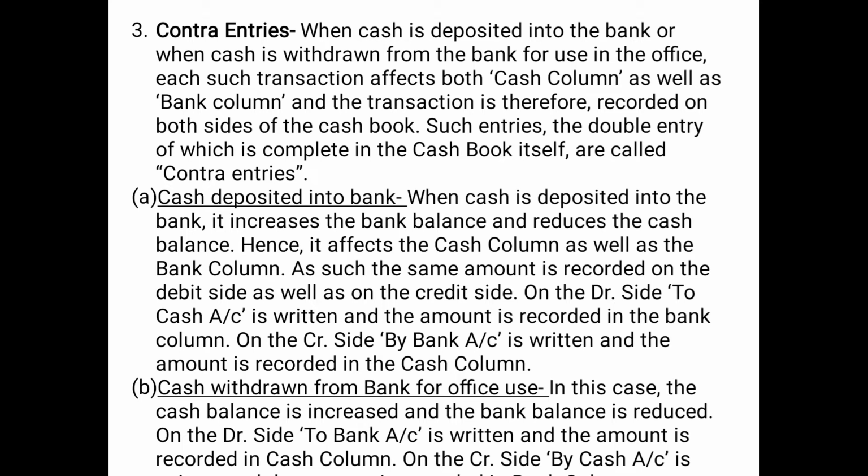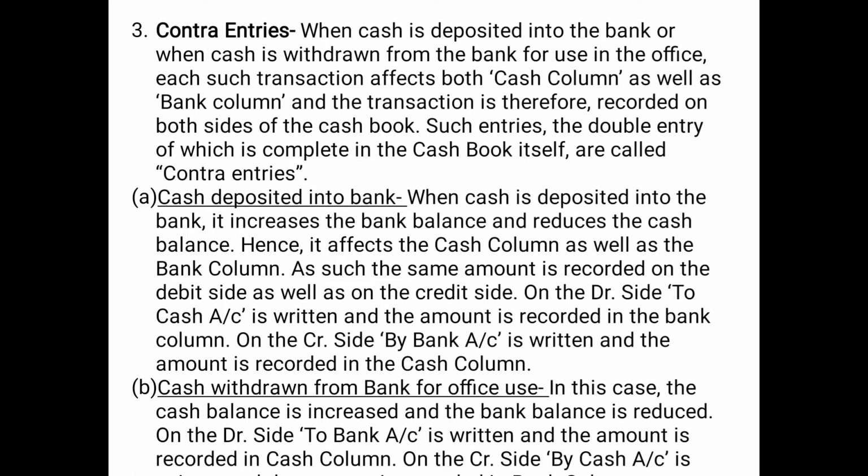Or when cash is withdrawn from the bank for use in office. So when the cash is withdrawn from the bank and it is brought in the business for office use, then the entry is cash account debited to bank account. Again, one aspect is cash and another aspect is bank, so it is also known as a contra entry. These are the two cases when contra entry can occur.